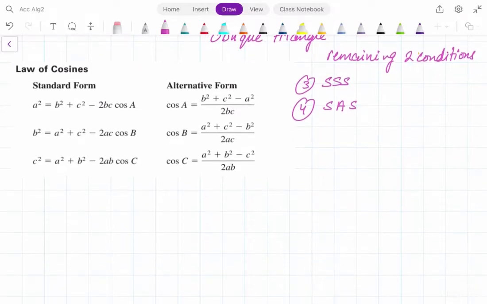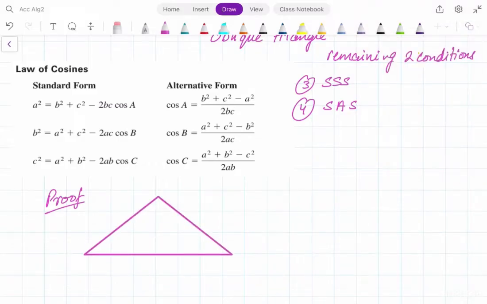So these are the formulas. There is the standard form and the alternate form. The standard form is used for the sides, and the alternate form is more convenient for finding the angles. Can I prove the standard form and the alternate form? Let's try to prove one.